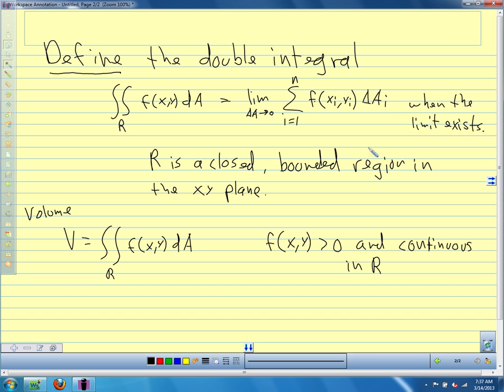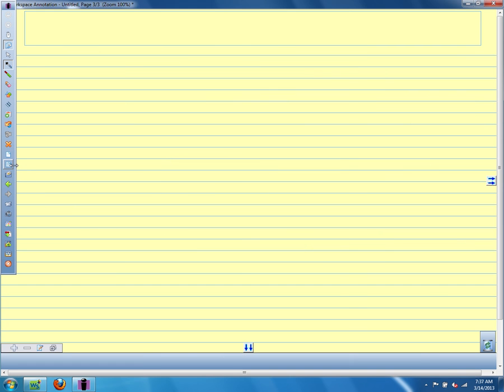All right, so now we have a definition. We need to know how to evaluate these. This definition doesn't tell us anything about how to evaluate a double integral. Well, we have a nice theorem that was proved by a gentleman by the name of Fubini.